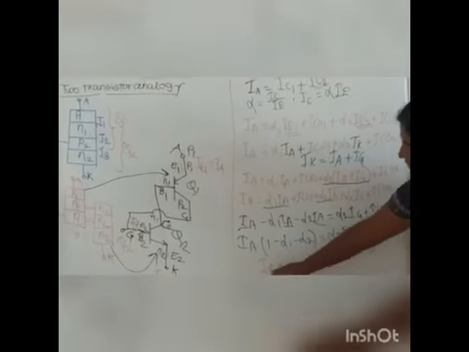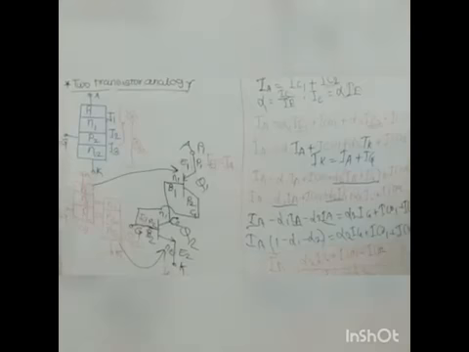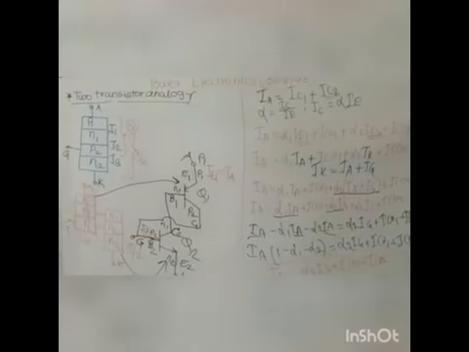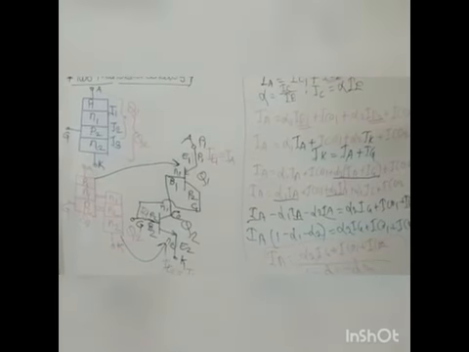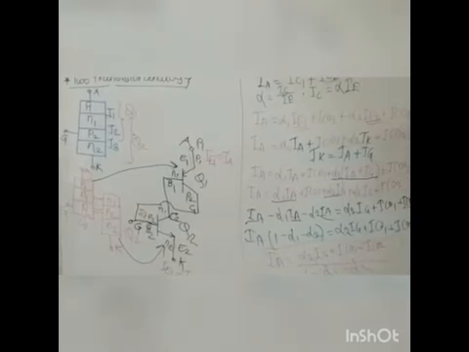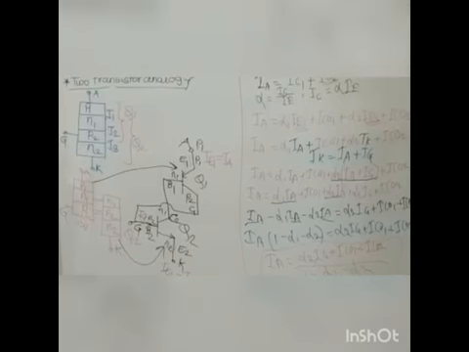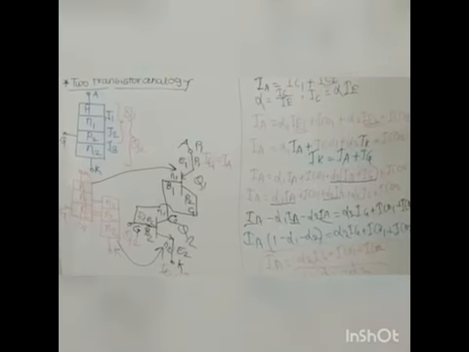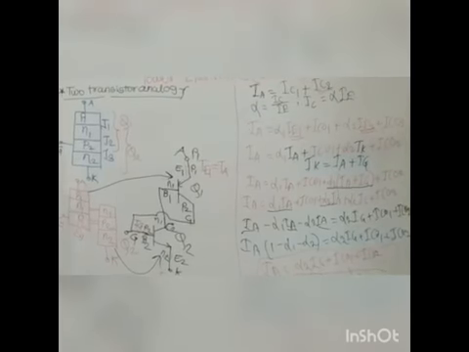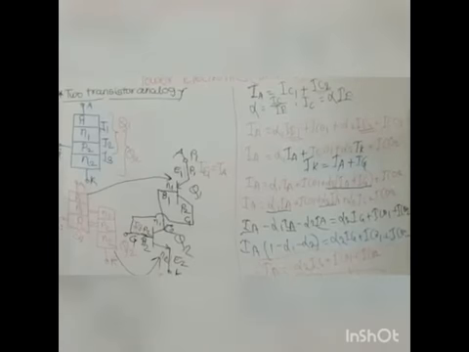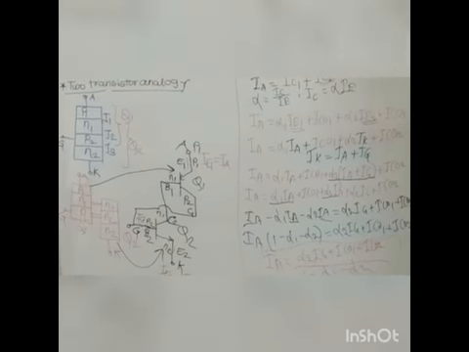This is the final equation for anode current, calculated from the two-transistor analogy. This is the total amount of anode current going through the SCR. See again, the equation will be alpha 2 IG plus ICO1 plus ICO2 divided by 1 minus alpha 1 minus alpha 2. Alpha 1 is the current gain of transistor 1, alpha 2 is the current gain of transistor 2, and IG is the gate current. ICO1 and ICO2 are the leakage currents flowing through transistor 1 and transistor 2 respectively.